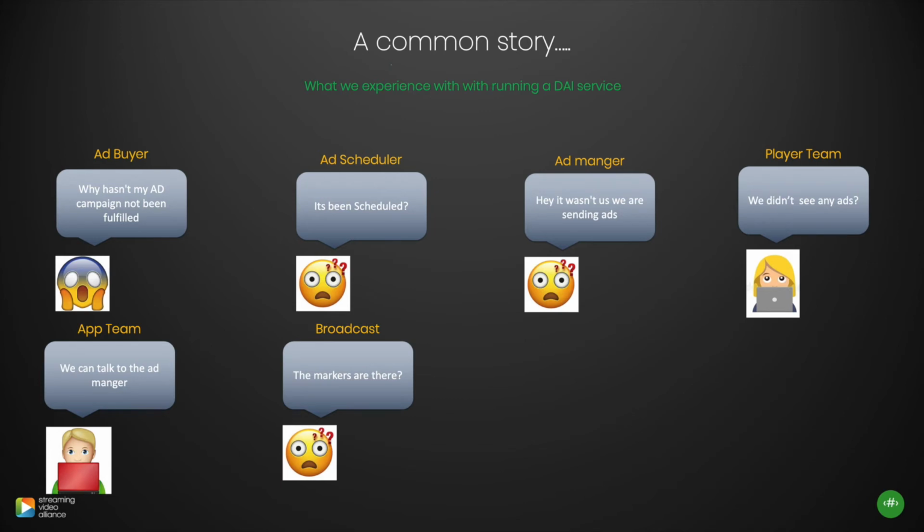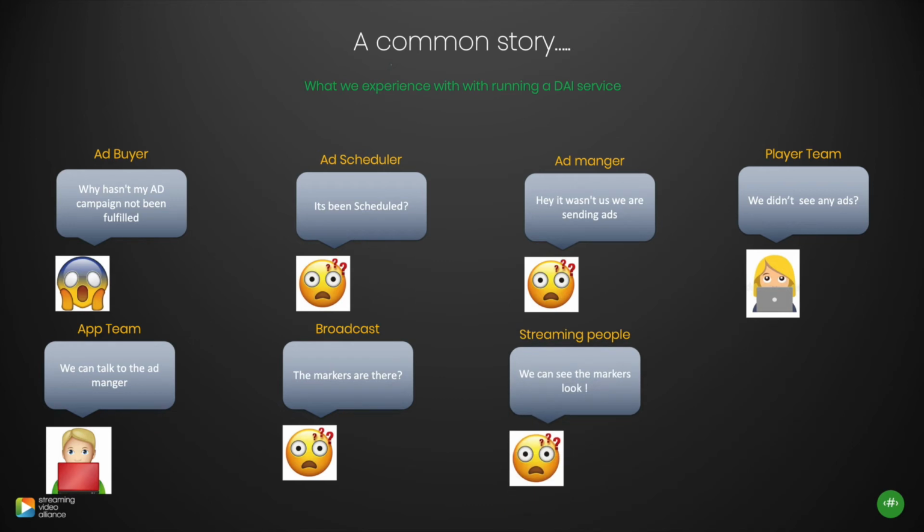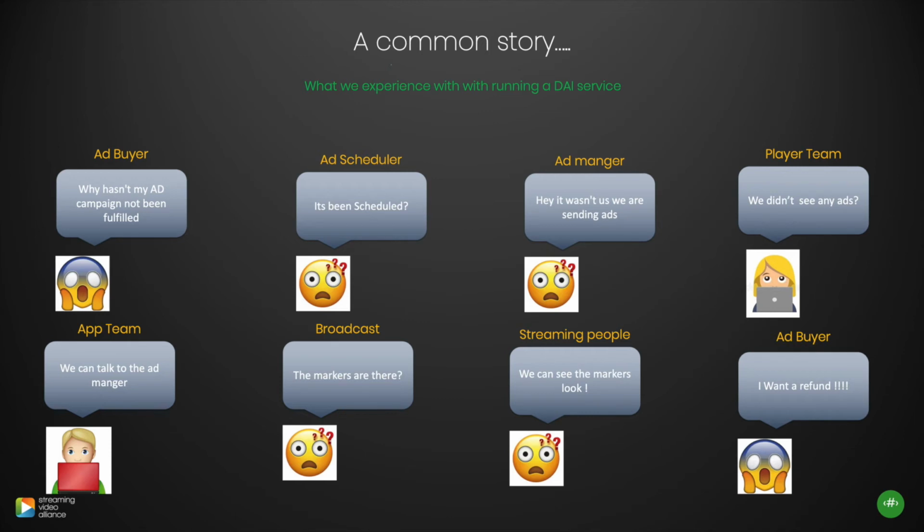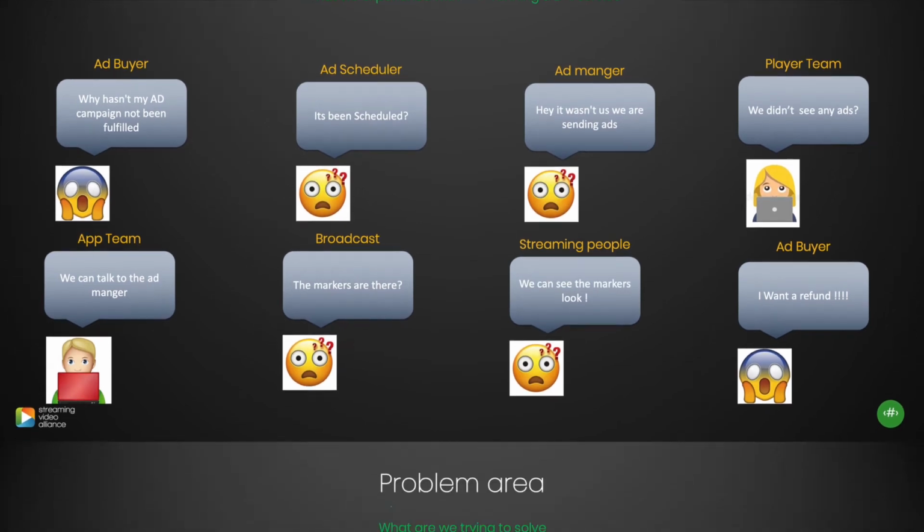We then talk to the broadcast people and they say, well, we're inserting ad markers for you to consume, it's not us. And then we go and talk to the stream people and they say, well, we've got ad markers in the manifest, don't look at us. And then finally, the ad buyer gets really wound up and says, right, I want a refund because you have not served an advert as promised. And this ends up in people losing money essentially.